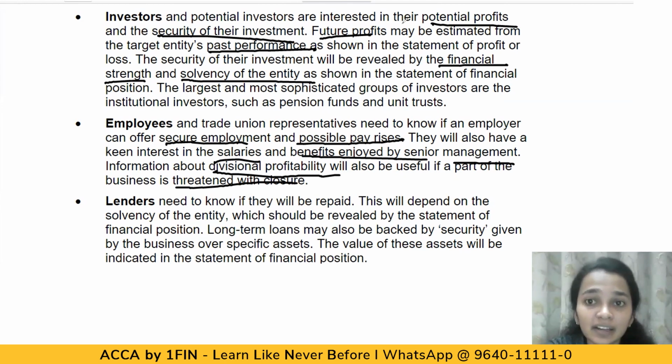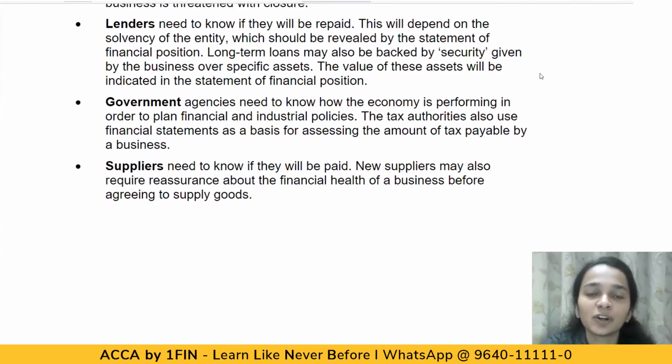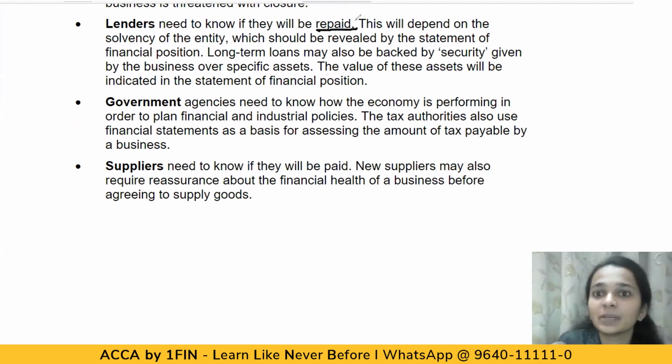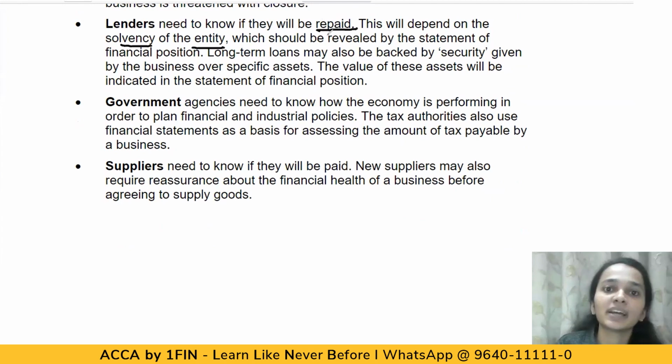And then finally, lenders. Lenders will definitely use the financial statements in order to know whether the organization will repay the loan which has been lent to it. So lenders will want to know whether they'll be repaid or not. It will depend on whether the organization is solvent or not, and that will be revealed by the financial position of the organization. And what are the securities the loan is backed by, everything will be clearly stated in the financial statements of the organization.